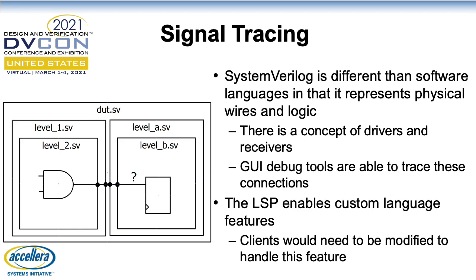And I tell people, don't do that. Sometimes you can't avoid it. Sometimes you get external IP. What can you do? But with the LSP, you can enable custom language features like this signal tracing feature that we have. And then the client sides just have to have commands that go and query that information.